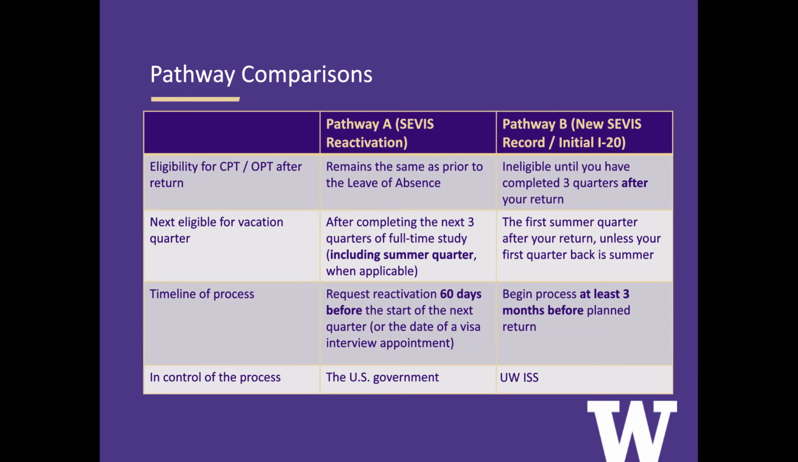Pathway A, SEVIS reactivation, is approved by the U.S. government. We submit a correction request to reactivate your record, and SEVP makes the decision to approve or deny this request. The initial I-20 process all happens within UW-ISS.